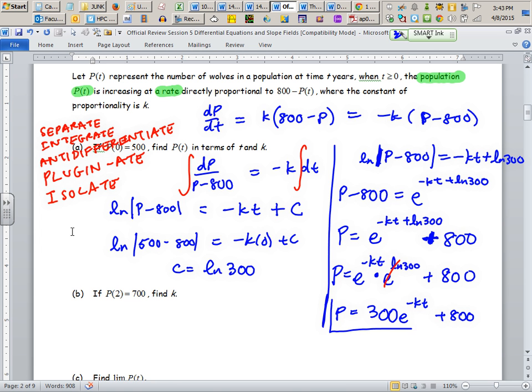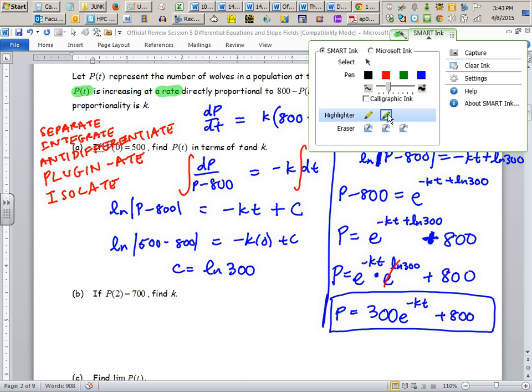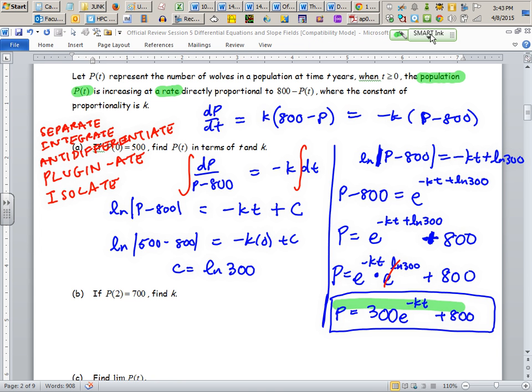So step A on this problem was kind of a doozy. It's a long process that involves at least 5 steps. Separate, integrate, anti-differentiate, pluginate, isolate, and simplificate. Okay? So there's your population model, though. That's awesome. Now you can use it to do part B. It'll take you 2 seconds.